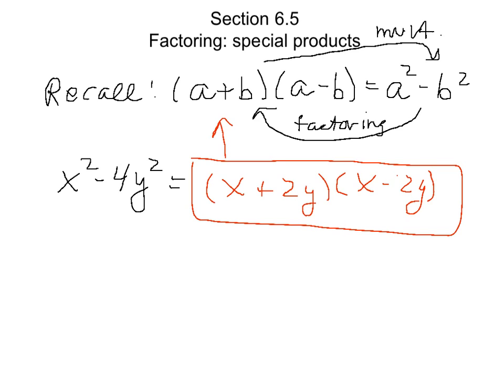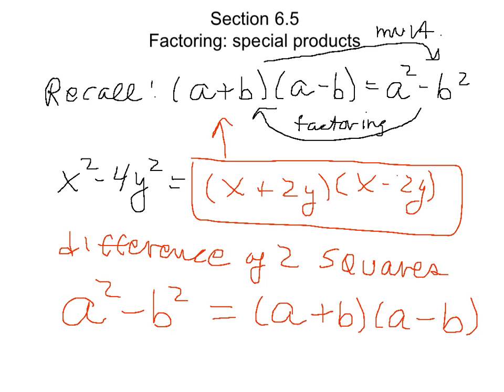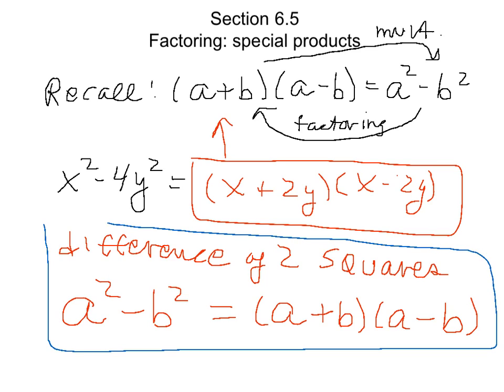In other words, it looks very much like this did up here. And in fact, what this is called is the difference of two squares. If you're trying to factor something of this form, the difference of two squares, it always factors like this: a plus b times a minus b. And that's a nice rule to remember. Difference of two squares. We just have two terms, each is a square, and we're subtracting. Okay?